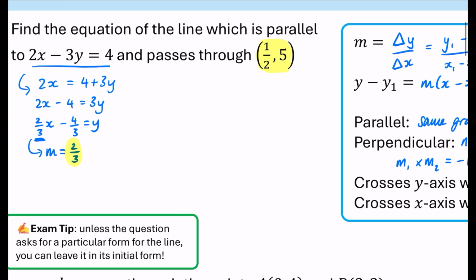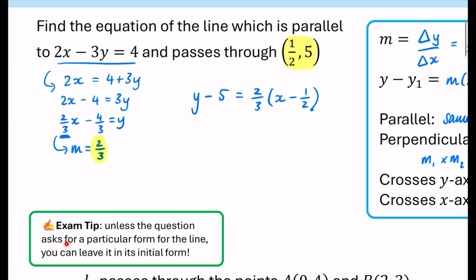So the equation of my line will be y minus y1, which is 5, equal to the gradient, which is 2/3, times x minus x1, which is 1/2. Now technically we are finished. This is my exam tip.